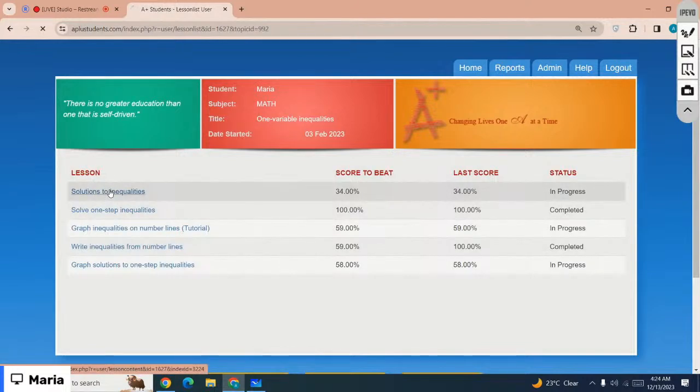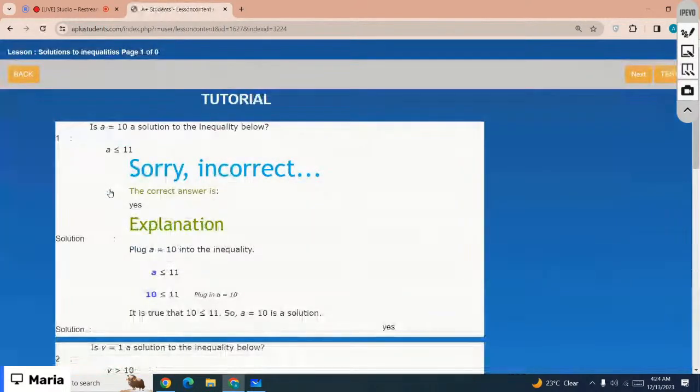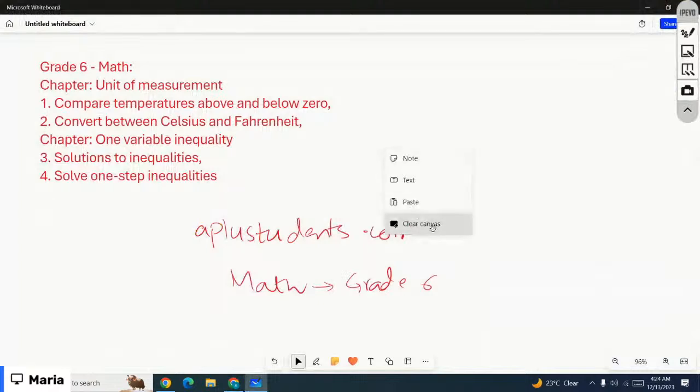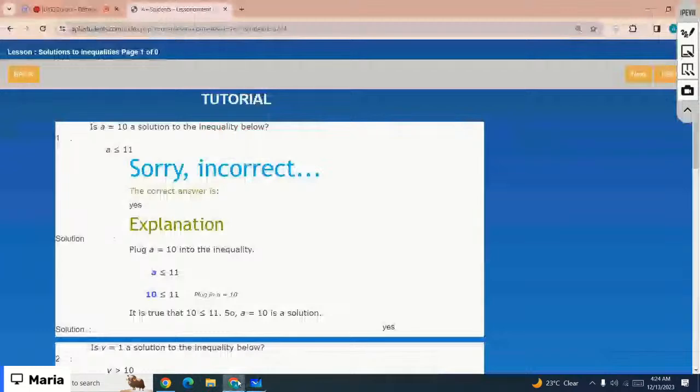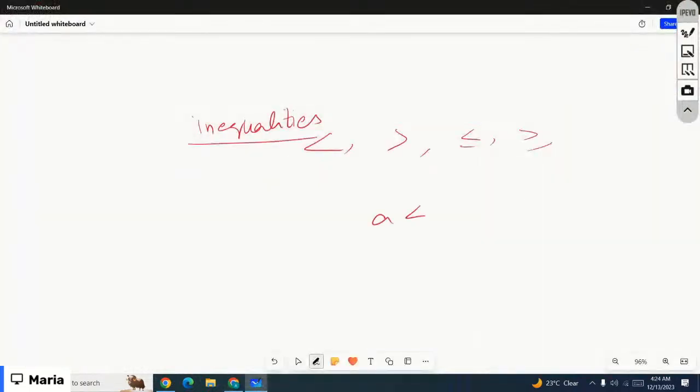Solutions to inequalities, right? Inequality means the expressions in which the less than or greater than sign is involved, including less than, greater than, less than or equal to, or greater than or equal to sign, right? That is the inequalities. To find the solution of the inequalities, for example, you have the first example: a is less than or equal to 11. You have to see if a equals 10 is the solution, right?